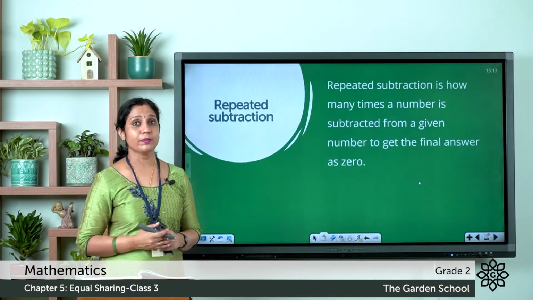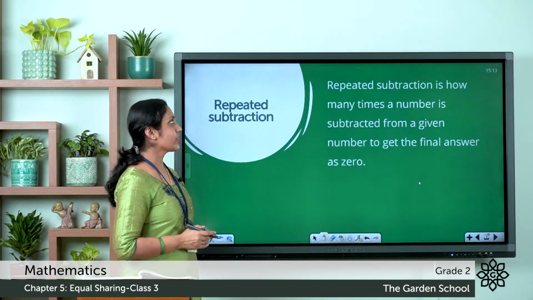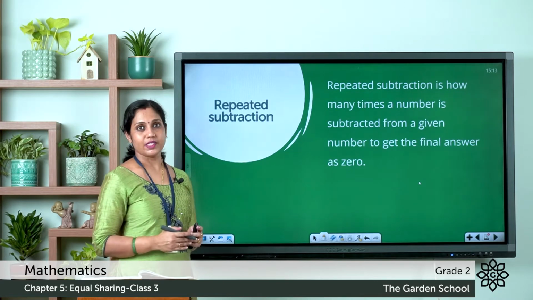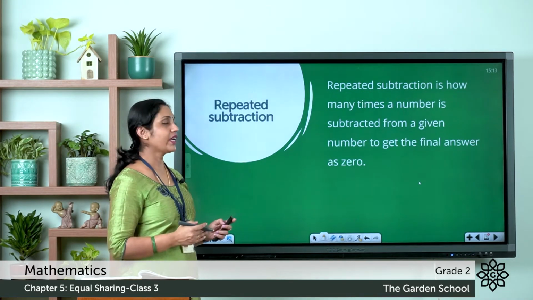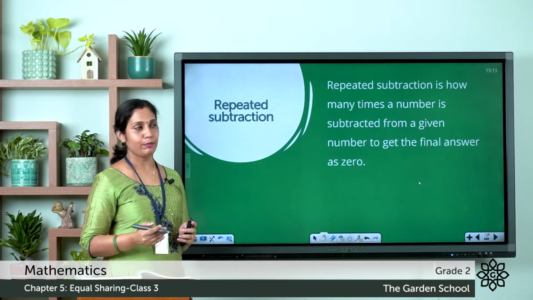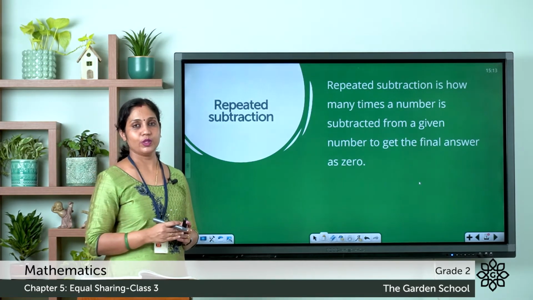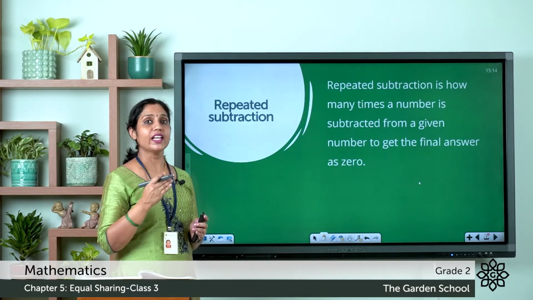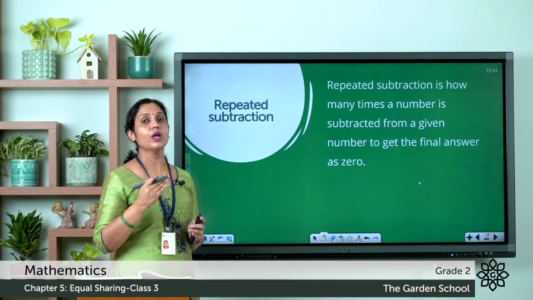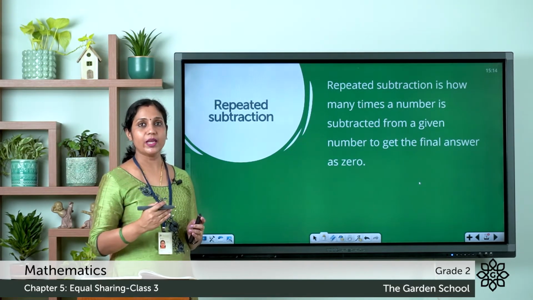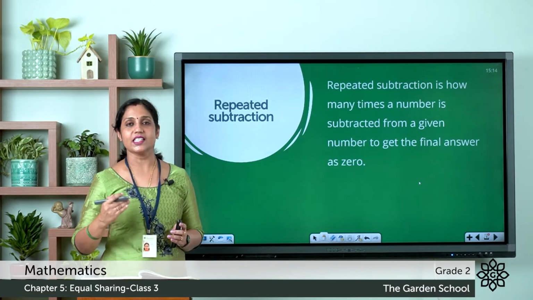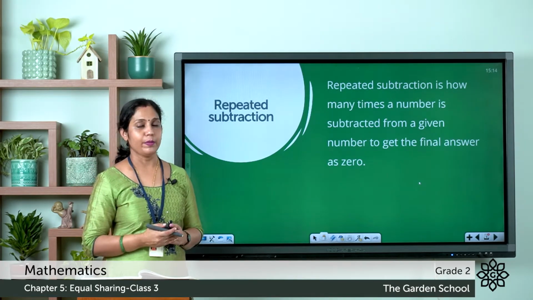So what is repeated subtraction? Repeated subtraction is how many times a number is subtracted from a given number to get the final answer as 0. So we keep on subtracting, and the given number will be repeating each time till we get the answer 0. So this is repeated subtraction.